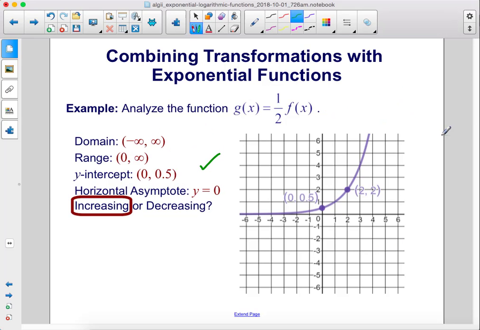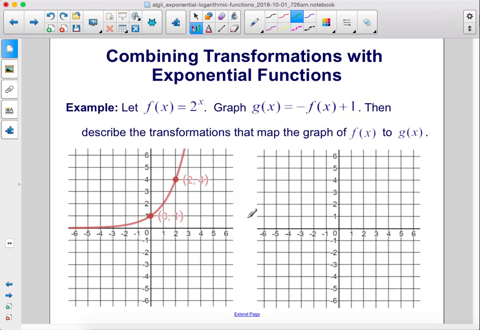And there we go. Let f of x equal 2 to the x power. Graph g of x equals negative f of x plus 1. Alright, if we write out g of x using the actual function 2 to the x, that gives us negative 2 to the x power plus 1. Let's look at this point here. When we plug in 0 to f of x, we get 1. What happens when we plug in 0 here? 2 to the 0 power is 1. The negative sign gives us negative 1, plus 1 gives us 0. So the point is now at (0, 0).